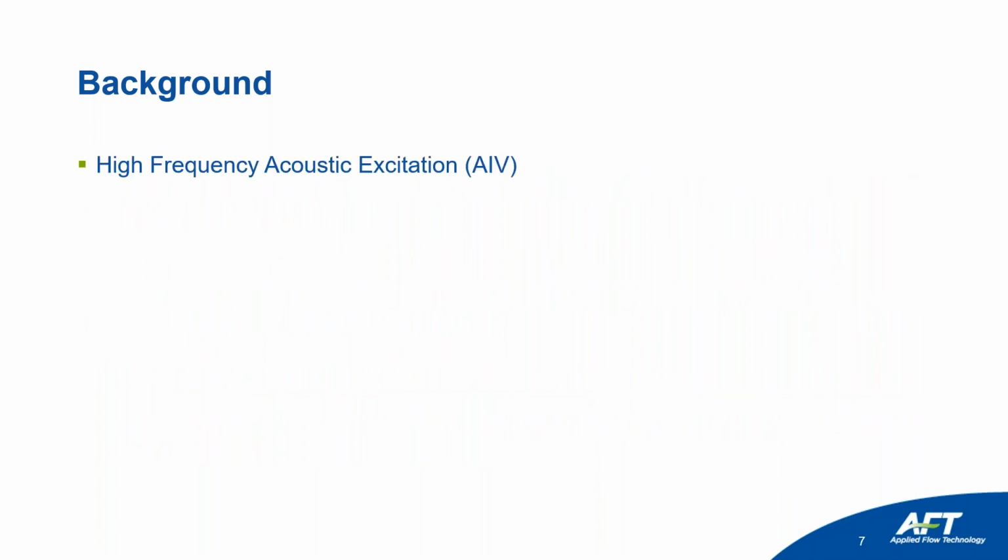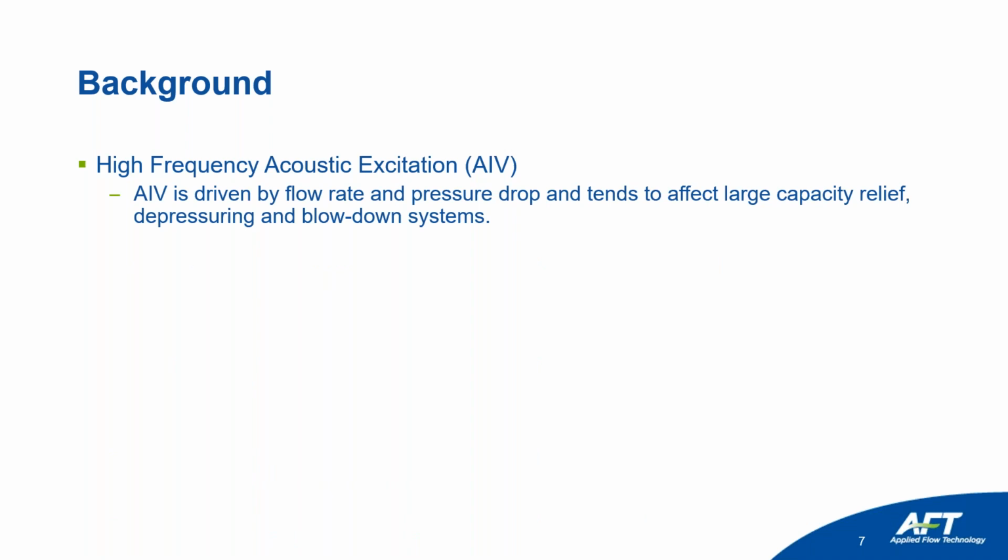The third and last source of vibration analyzed by the Energy Institute guidelines is high frequency acoustic excitation, AIV. AIV is driven by flow rate and pressure drop. These two variables, the higher they are, the more critical they become, which happens in large capacity relief, depressurizer, and blowdown systems.